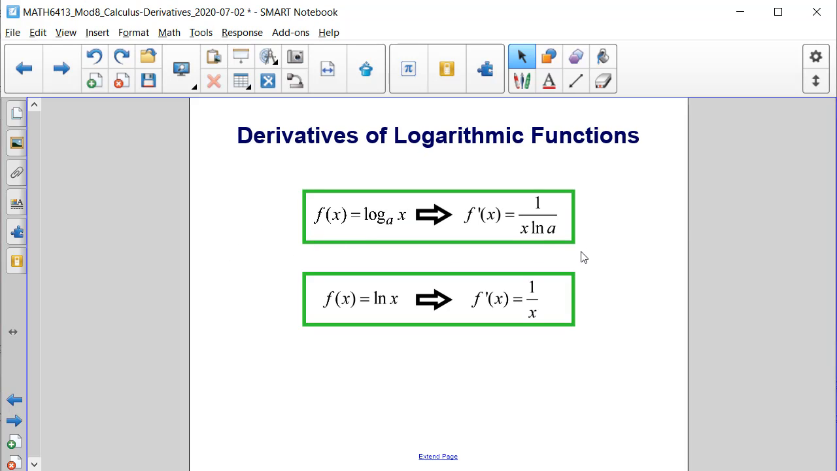Here are the derivatives for logarithmic functions. So if a function is a logarithm with a base of a of x, then f prime of x will be 1 over x times the natural log of a. And if f of x is equal to the natural log of x, then f prime of x will equal 1 over x.